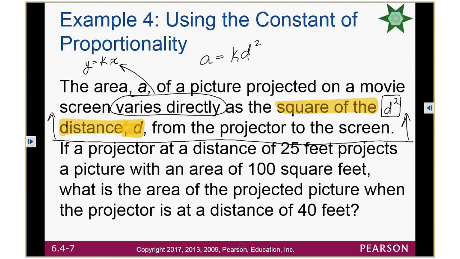So, I want you to do the second part. If a projector at a distance of 25 feet projects a screen at 100 feet, what is the area of projection? This is a type 2 question. Remember, we're telling you 2 types. So you have to write the formula with the new K after you figure out what K is.